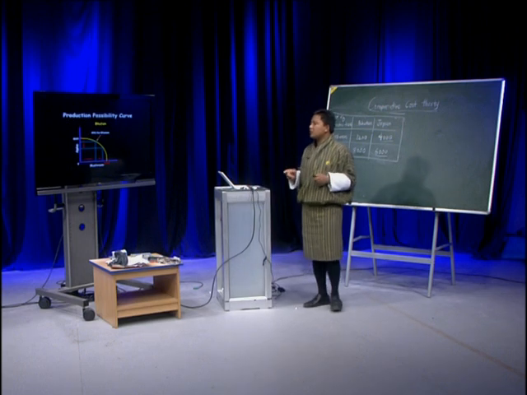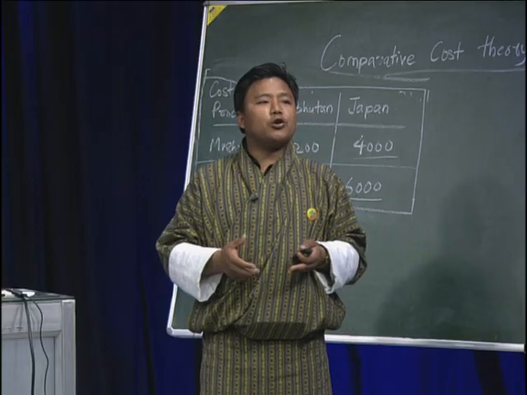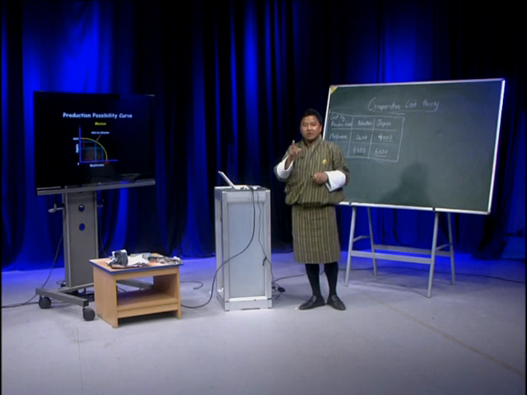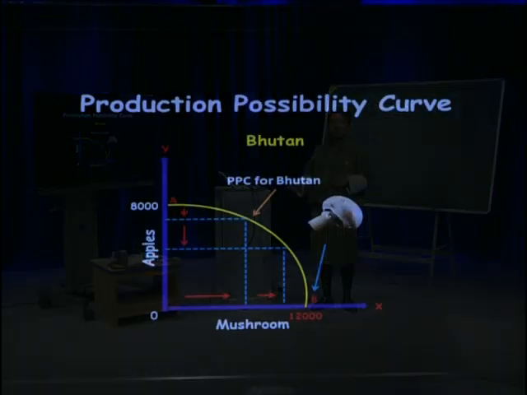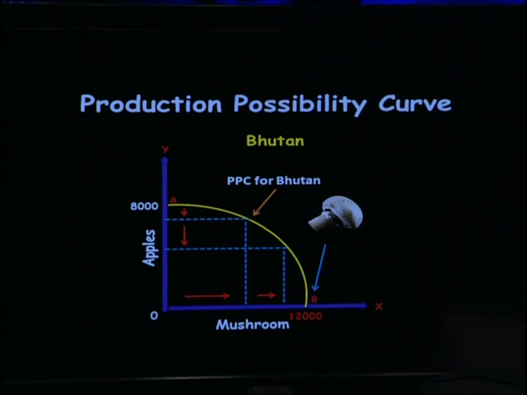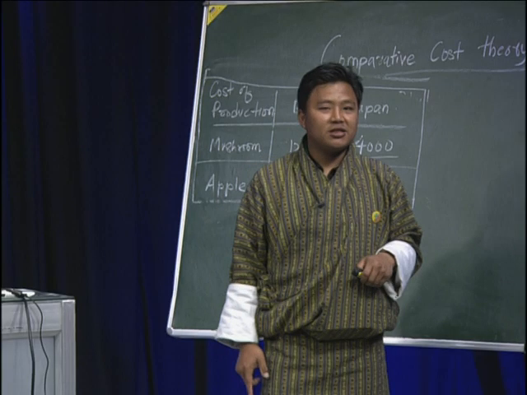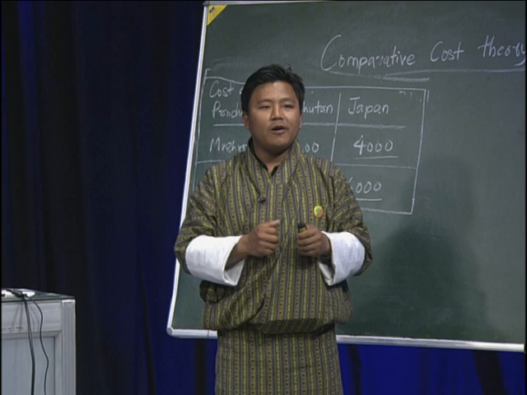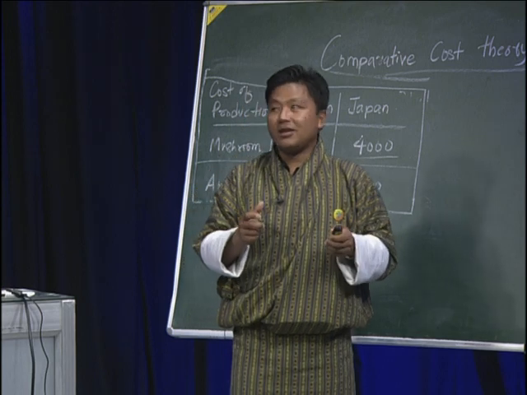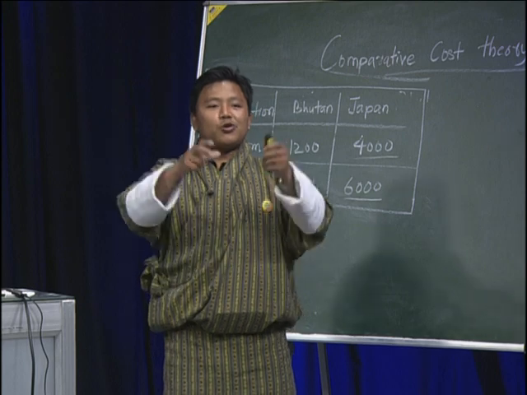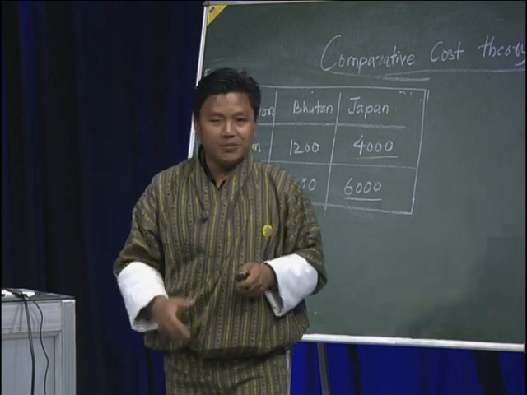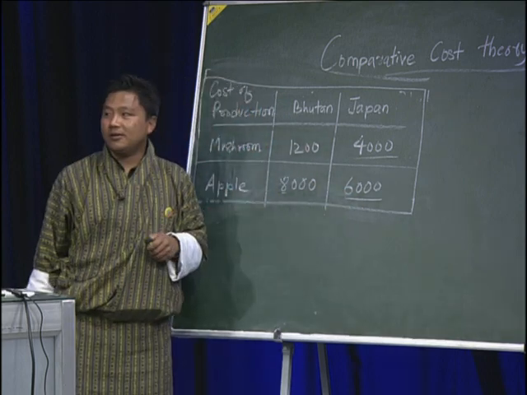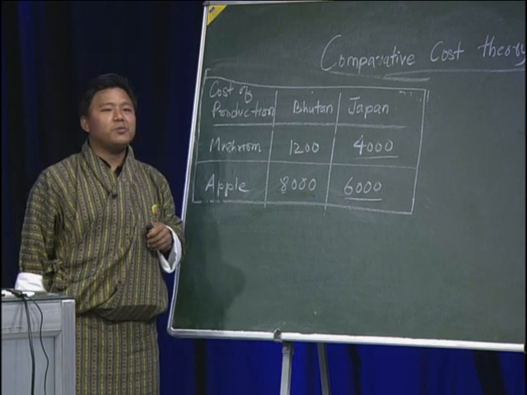Through this production possibility curve, now let us find the point of specialization. According to this, it's more advantageous if Bhutan specializes in the production of mushroom. And point B is the specialization point for Bhutan. Now we are done with the production possibility curve for Bhutan. And now similarly, let us draw a production possibility curve for Japan by using this table, by using this information.